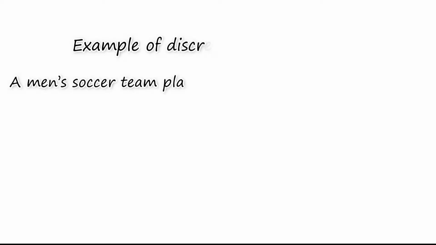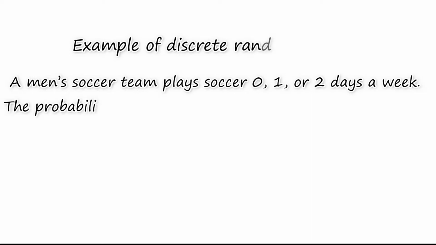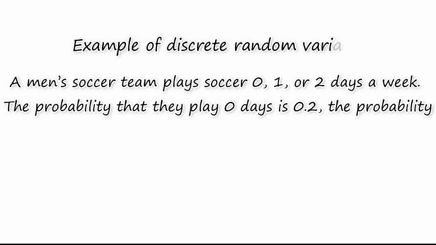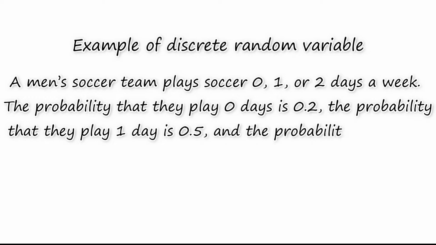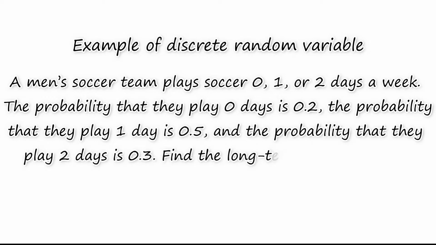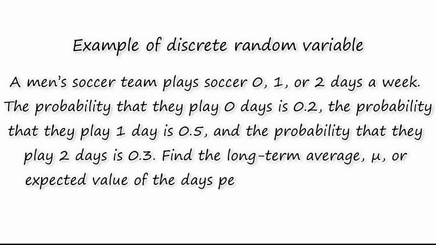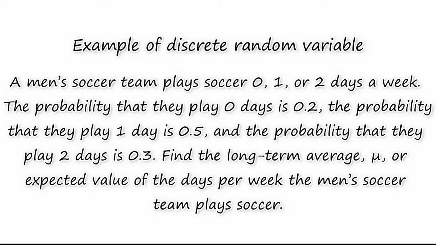Example of a discrete random variable. A men's soccer team plays soccer 0, 1, or 2 days a week. The probability that they play 0 days is 0.2. The probability that they play 1 day is 0.5. And the probability that they play 2 days is 0.3. Find the long-term average, mu, or expected value of the days per week the men's soccer team plays soccer.